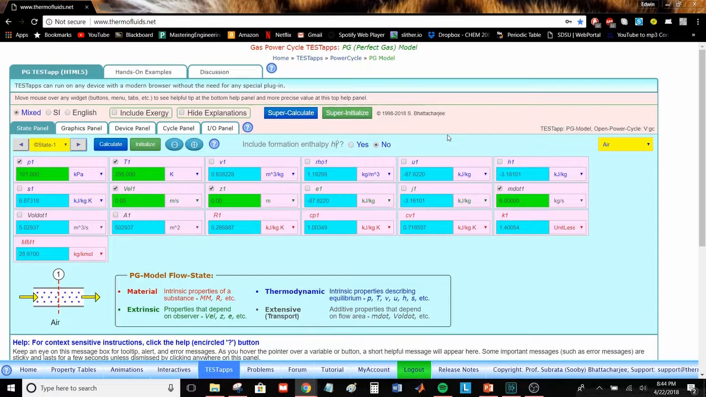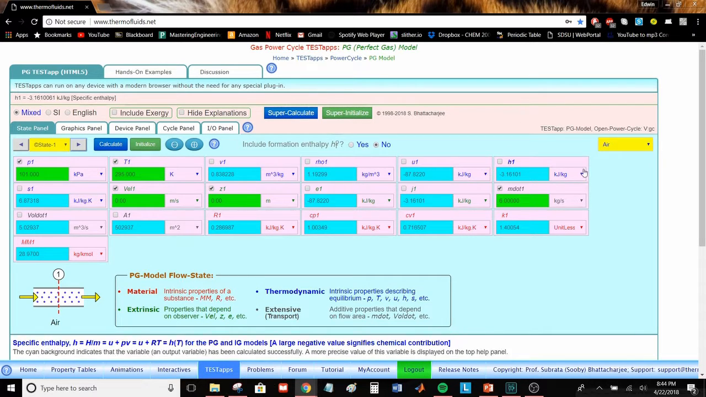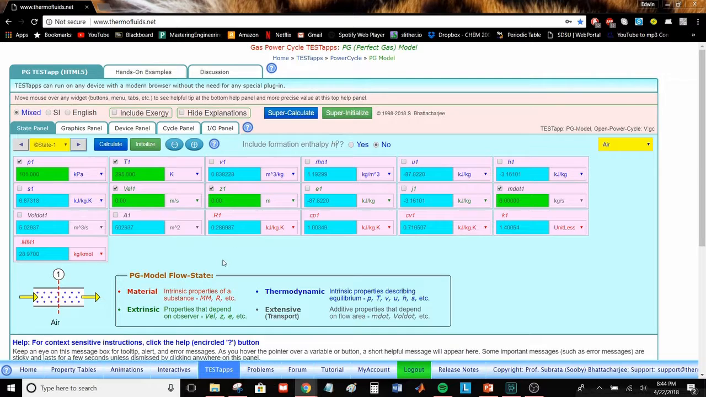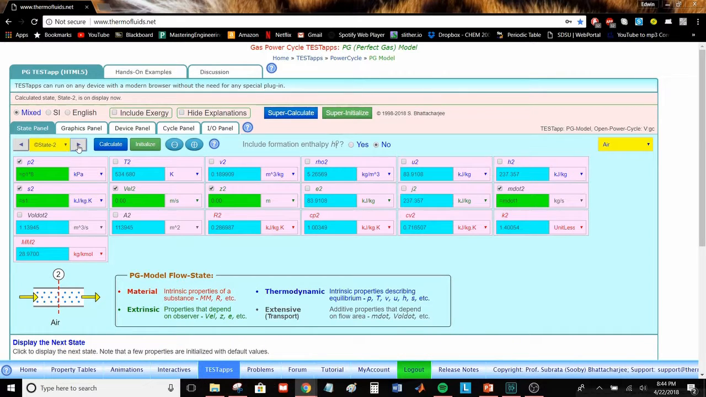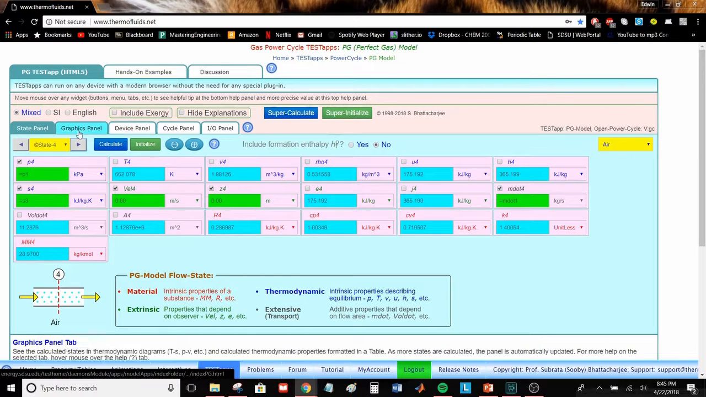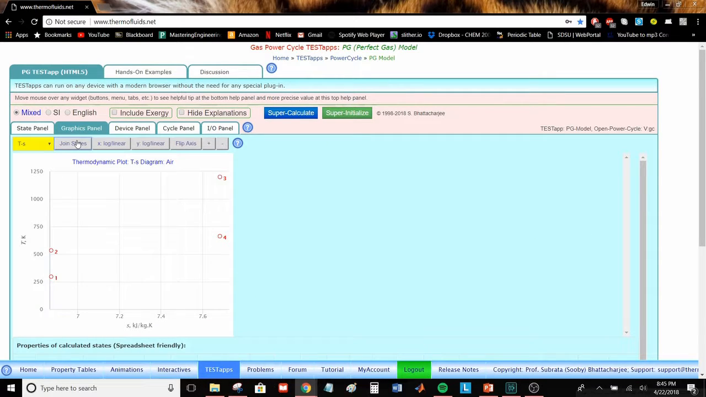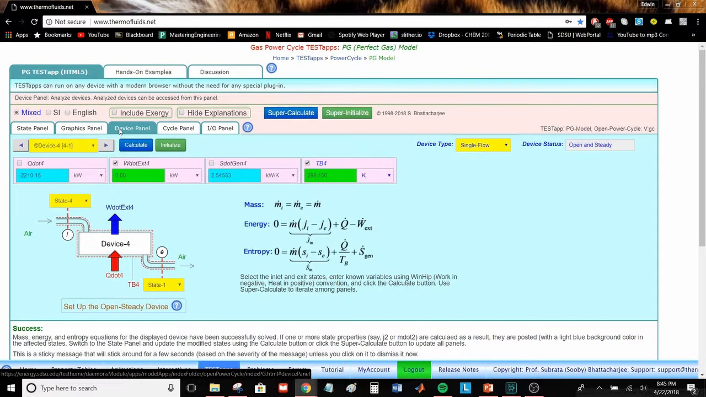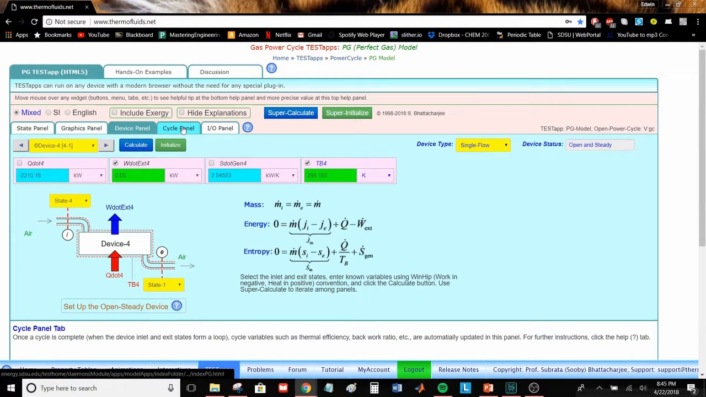Now we can solve this problem using the test app from thermofluids.net, and I'd like to thank Professor Bhattacharjee for providing this website. These are the properties that were given in state 1, state 2, state 3, state 4. Now we look at the graphics panel, we can see the TS diagram, and the device panel has been updated as well.